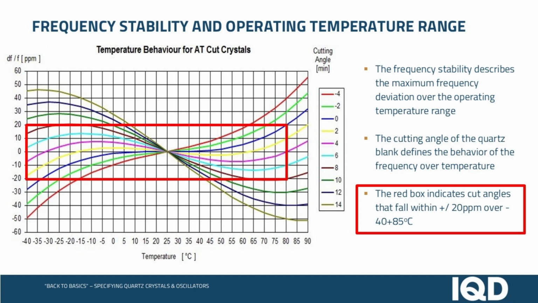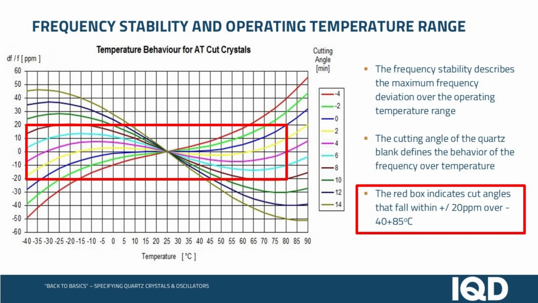This is just an example of how different cuts of quartz behave over temperature. Generally, as I said before, most crystals are cut using what's called an AT cut. And that cut angle is relative to the Z-axis of the lump of quartz. And by varying that cut angle very slightly, we can get different performance over temperature. And these different colored curves on this graph give you an indication of what happens by changing the cut angle by very small amounts. And you get different characteristics over temperature.